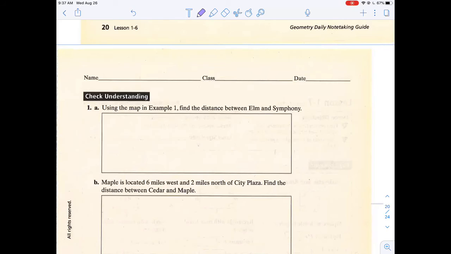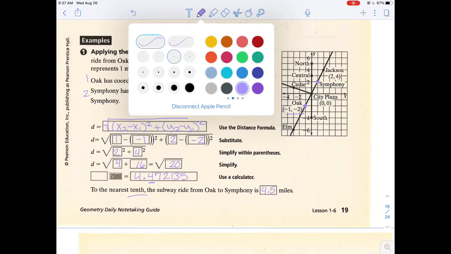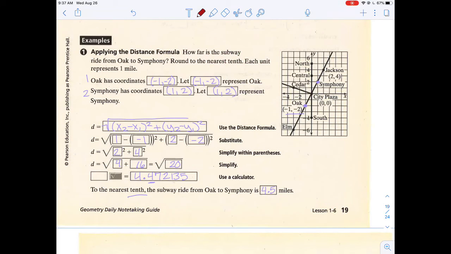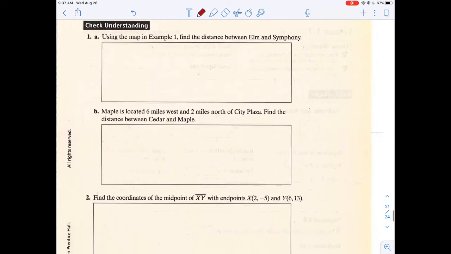Okay, so you are going to try the check for understanding questions. Number 1 says, use the map in example 1 to find the distance between Elm and Symphony. So if we go up here, we're looking at our map. You need to find the distance between Elm, which is down here in the corner, and Symphony, which we used earlier. Okay, that's the first one.